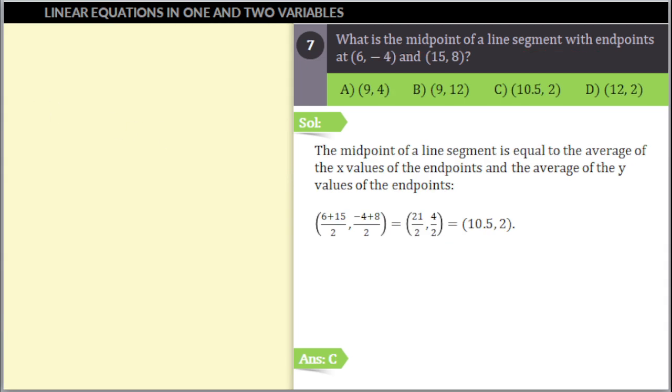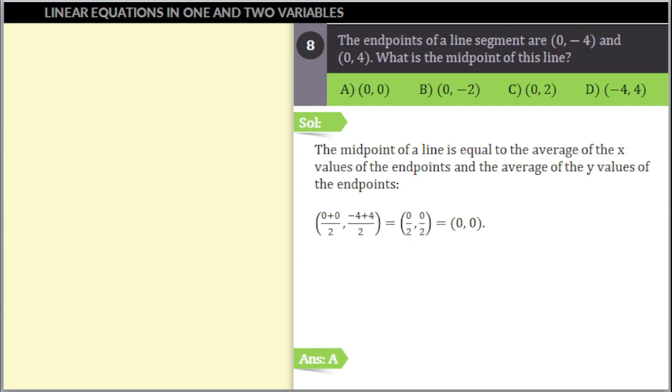This is a similar question that you can do by yourself. You have to find the midpoint in this question as well. Again, you have to find the midpoint.